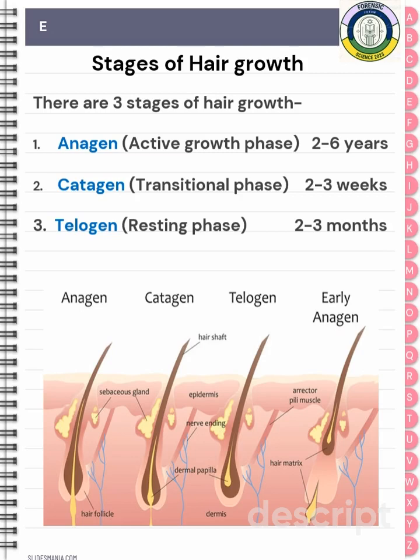This is the phase when the hair starts to form a follicle. The end of this phase is called exogen. In this phase, hair is shed from the scalp. The new hair is growing in the follicle as the old hair falls away.